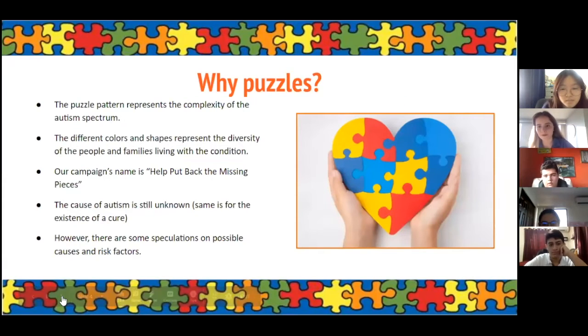So first of all, why puzzles? Well, the puzzle pattern represents the complexity of the autism spectrum, and the color and shapes represent the diversity of the people and families living with this condition. As some of you may know, our campaign's name is Help Put Back the Missing Pieces because autism is still unknown. The cause of autism is still unknown, as well as the existence of a cure. However, there are some speculations on possible causes and risk factors.